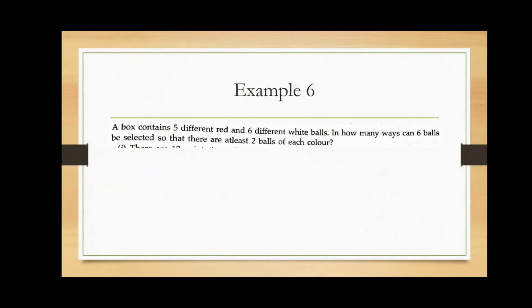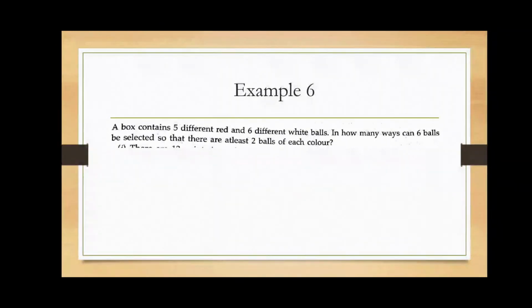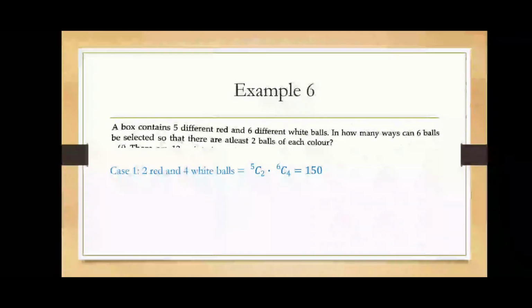Then the other 2 balls can be any balls, that is, either red or white: 1 red, 1 white, both red, or both white. So there are 3 different cases that we have. Let us take those 3 cases and calculate. The first case, I have 2 red and 4 white balls.